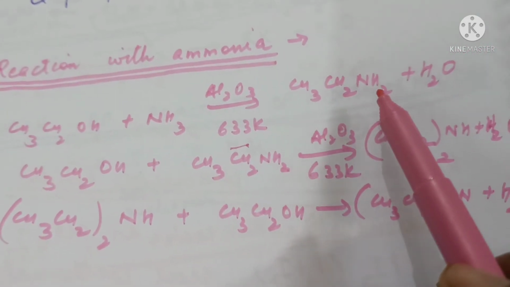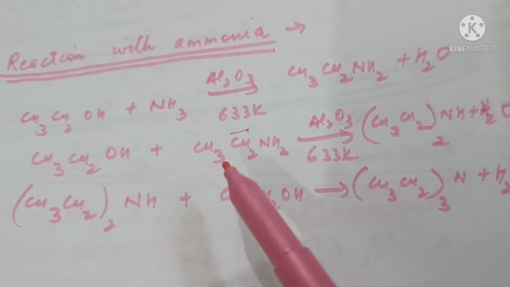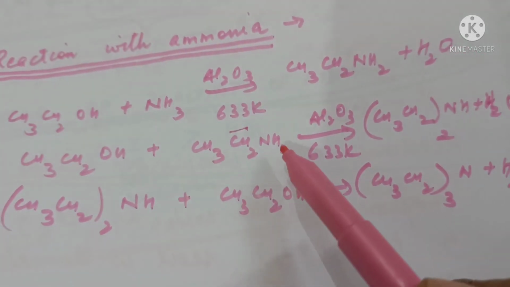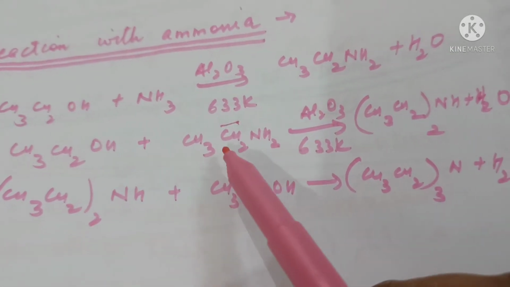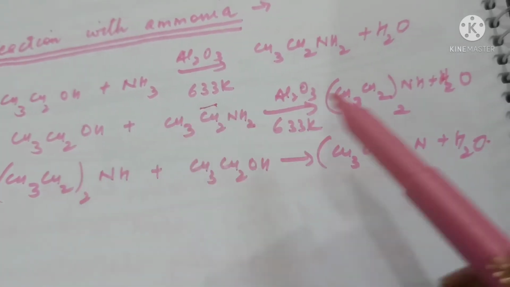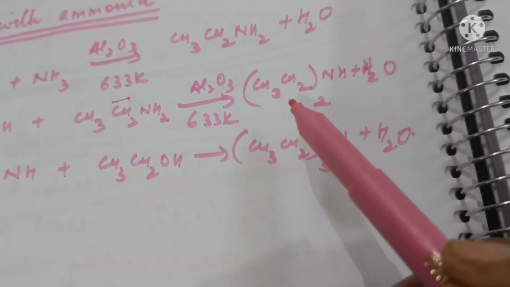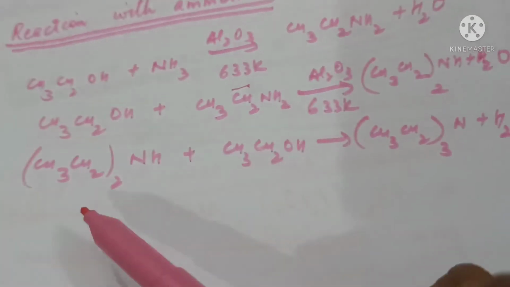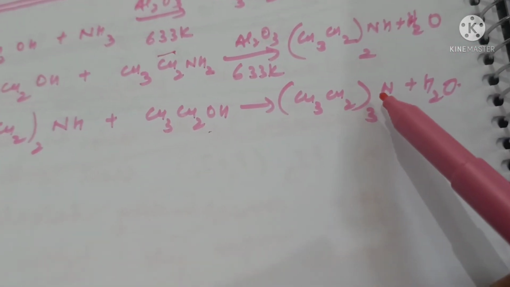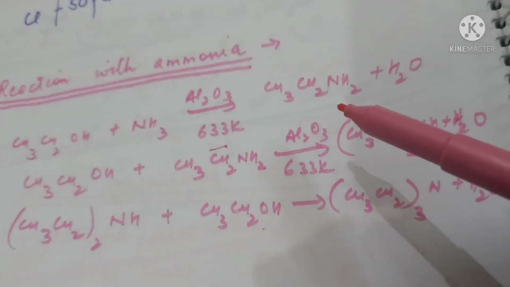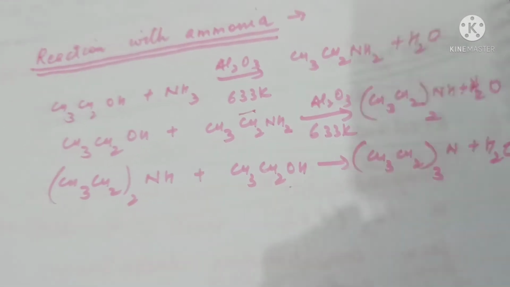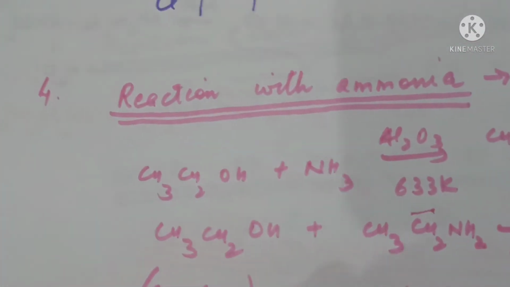Now, this ethylamine which is formed can further react with another alcohol molecule. Again, OH and H will combine to form water, and CH3CH2 NH and another CH3CH2. That means 2 ethyl groups with NH. Similarly, another alcohol molecule and 3 ethyl groups with nitrogen are formed. So we find a mixture of primary amine, secondary amine, and tertiary amine in this reaction.